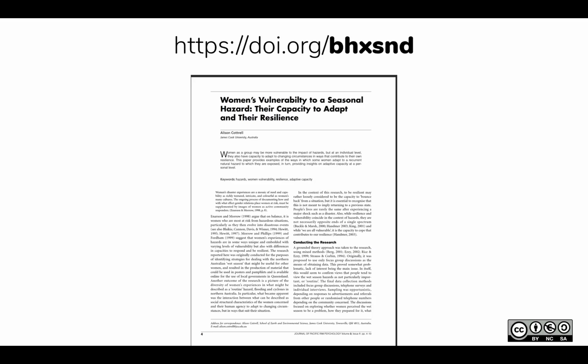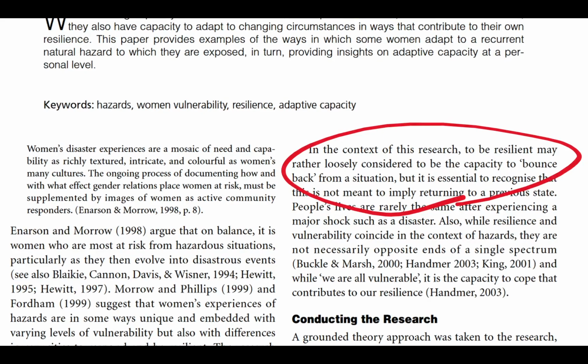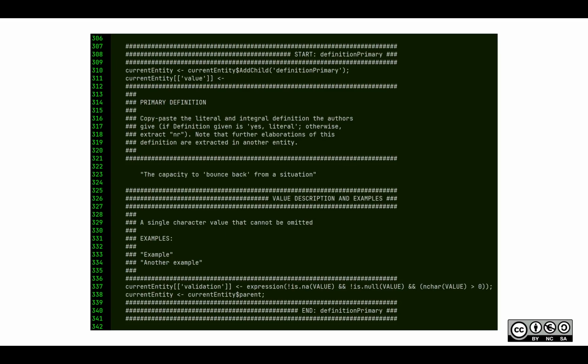So an example of how it would look if you extract literal text and then code it as qualitative data. There's this paper. You see the so-called short DOI at the top. That's a unique identifier for a paper. This is a study about resilience. And here you say they indeed have a relatively loose definition of this concept of resilience. Then you can extract it, and then it looks like this, the capacity to bounce back from a situation.